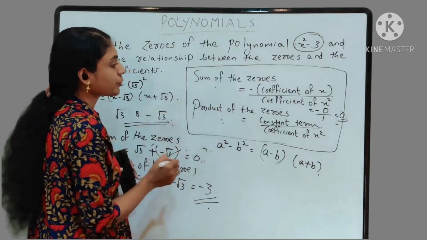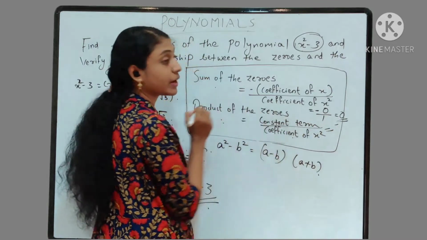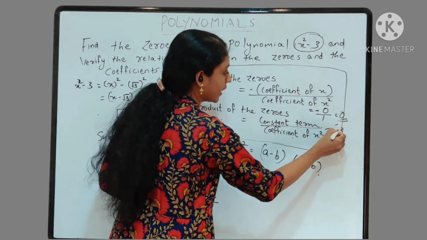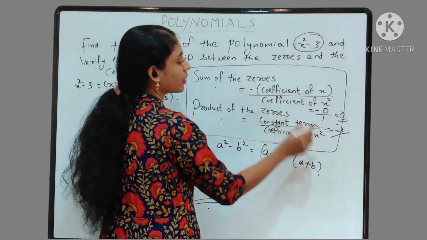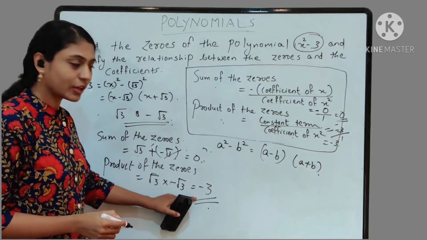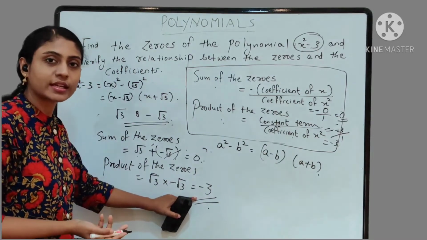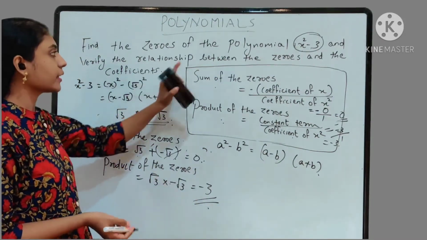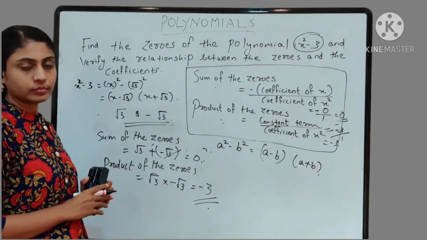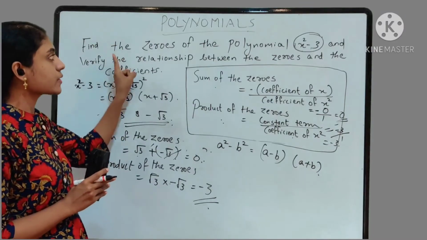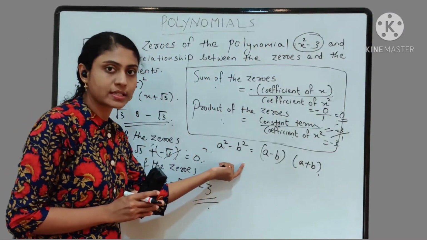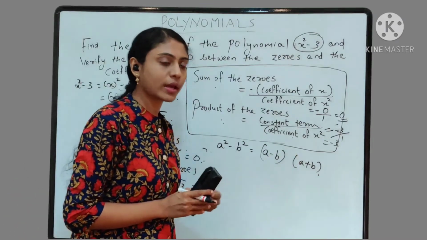Now what about the product of the zeros? It is the constant term divided by coefficient of x square, which is the constant term minus 3 divided by coefficient of x square, which is 1. So minus 3 by 1 is minus 3. Yes, we got the same value here, that is minus 3. So we verified the relationship between the zeros and the coefficients. Understood? So first we find the zeros of the polynomial by using the identity a square minus b square, which is nothing but a minus b into a plus b.